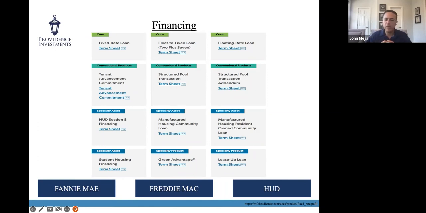But Fannie Mae, Freddie Mac, HUD, these are the big ones, right? So there's so much product in between them: fixed rates, floaters, float to fixed loans, tax-exempt, tenant advantage committee. Freddie and Fannie have different programs, small balance loans, you name it. It is a slew of products out there that will fit your investment. And all you have to do is find what's best for you.